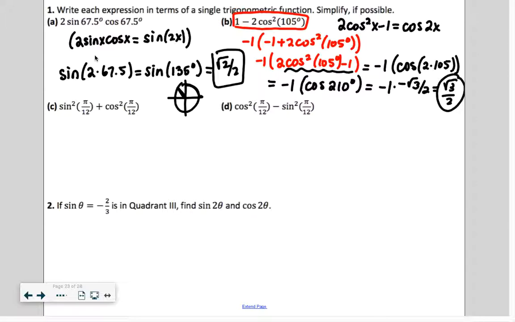All right, so the next one, sine squared of pi over 12 plus cosine squared of pi over 12. Is that a double angle or something we already know? It's 1. Done. Because it was sine squared plus cosine squared.